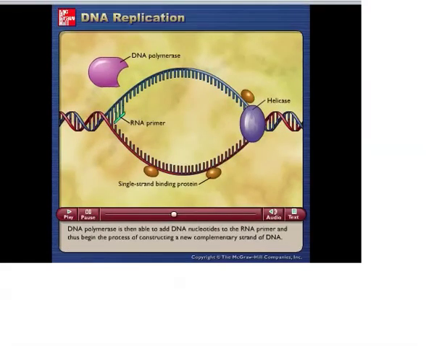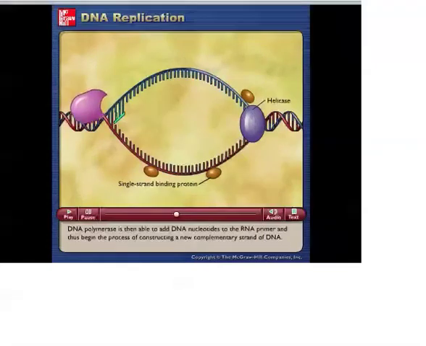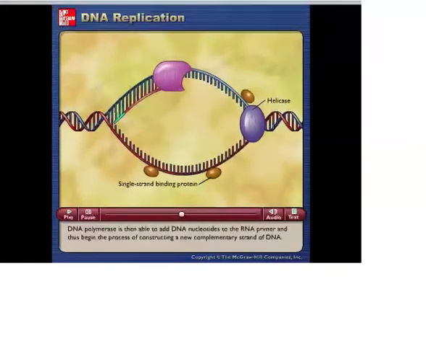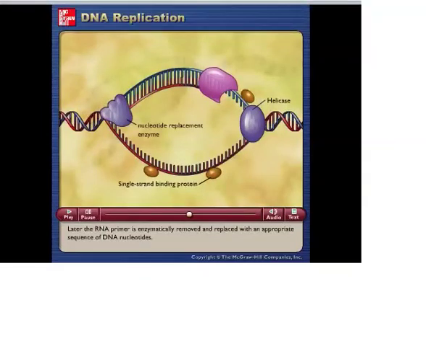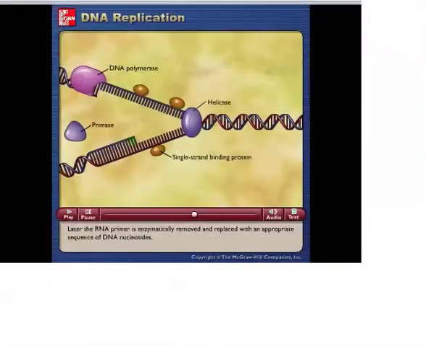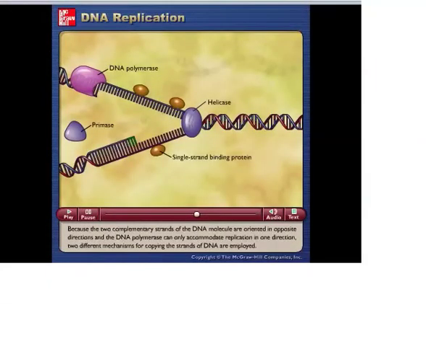DNA polymerase is then able to add DNA nucleotides to the RNA primer and thus begin the process of constructing a new complementary strand of DNA. Later, the RNA primer is enzymatically removed and replaced with an appropriate sequence of DNA nucleotides. Because the two complementary strands of the DNA molecule are oriented in opposite directions and the DNA polymerase can only accommodate replication in one direction, two different mechanisms for copying the strands of DNA are employed.